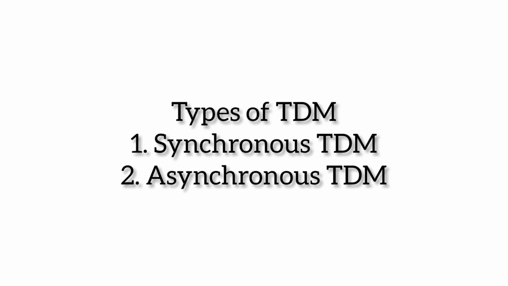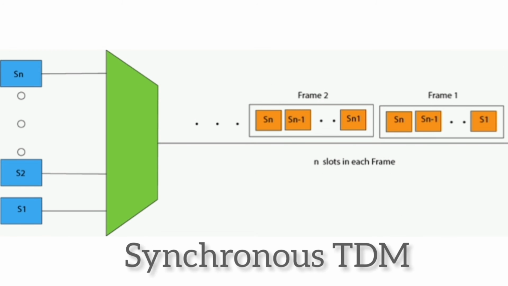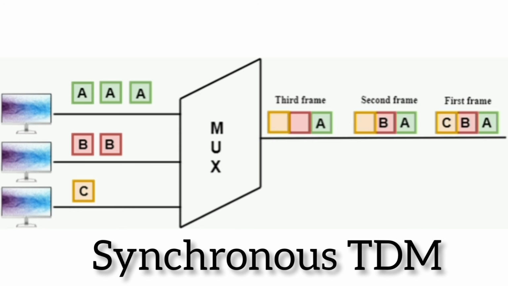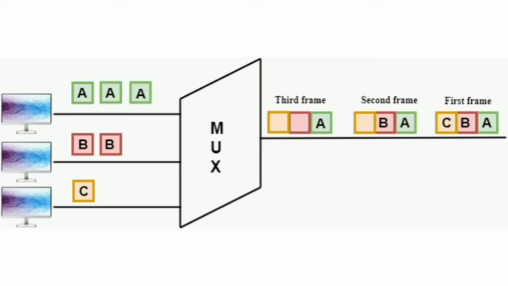First, synchronous TDM, and second, asynchronous TDM. In synchronous TDM, each device is allocated the same time slot. The time slots are transmitted irrespective of whether the sender has data to send or not. Here the signals are sent in the form of frames.